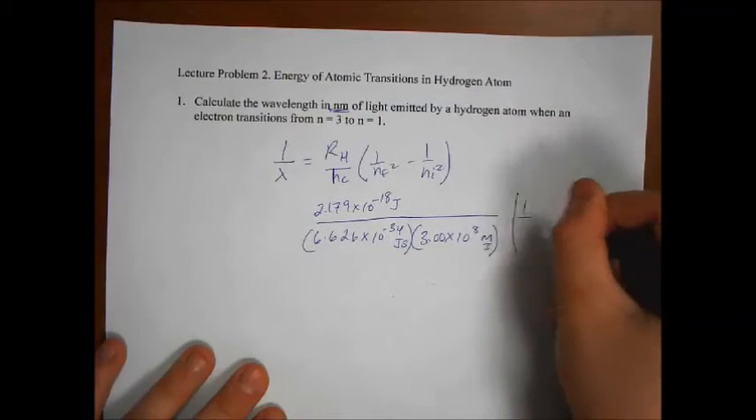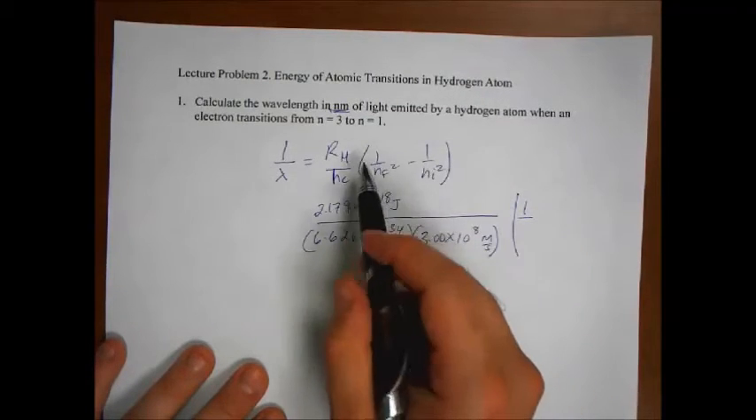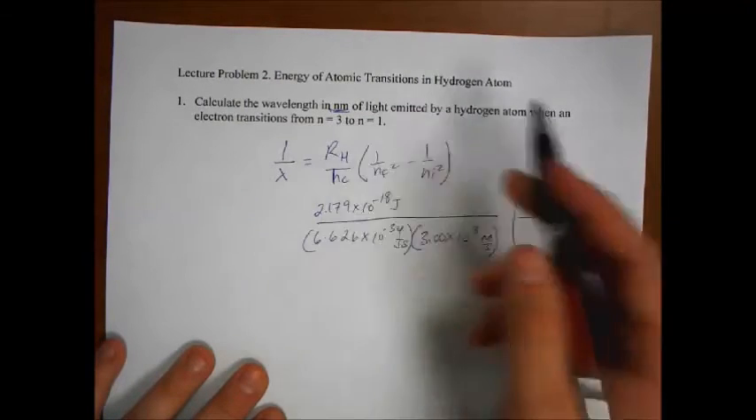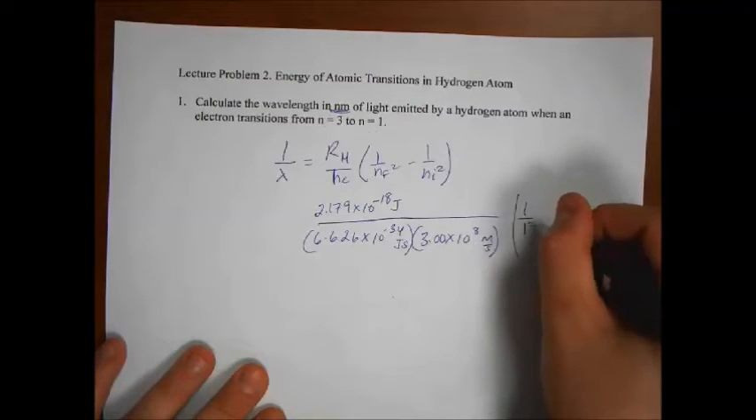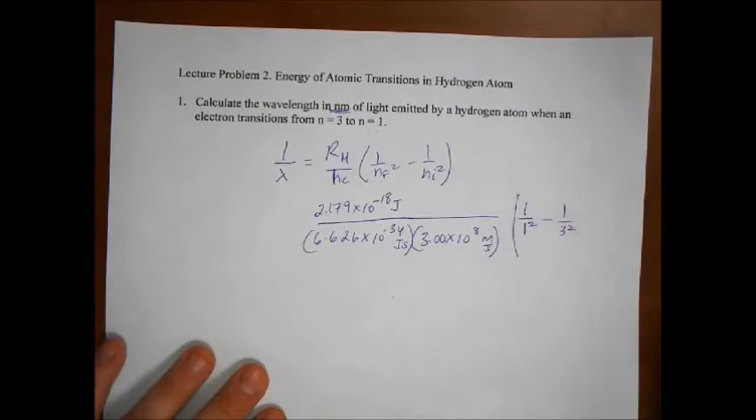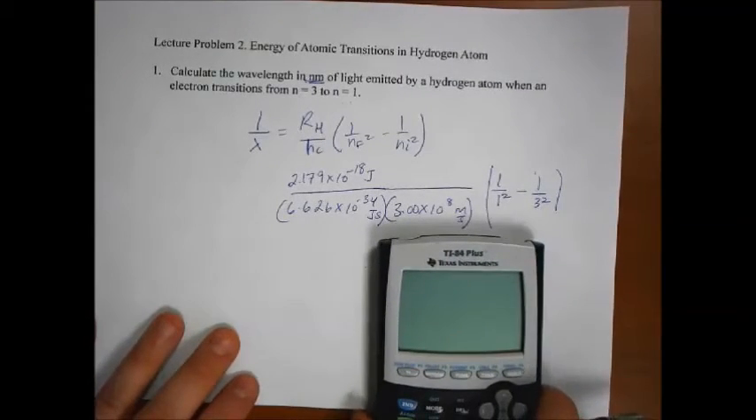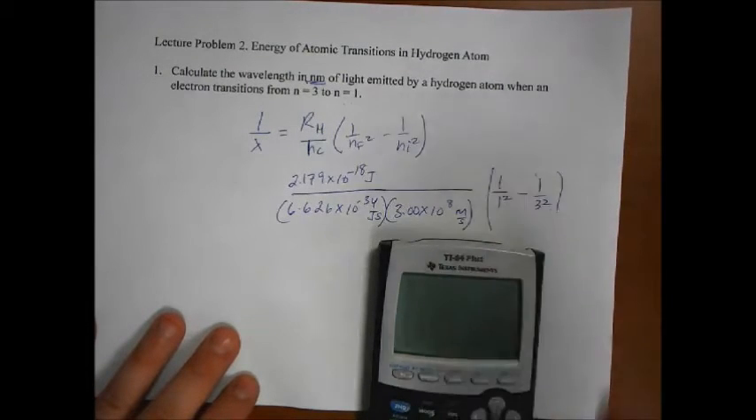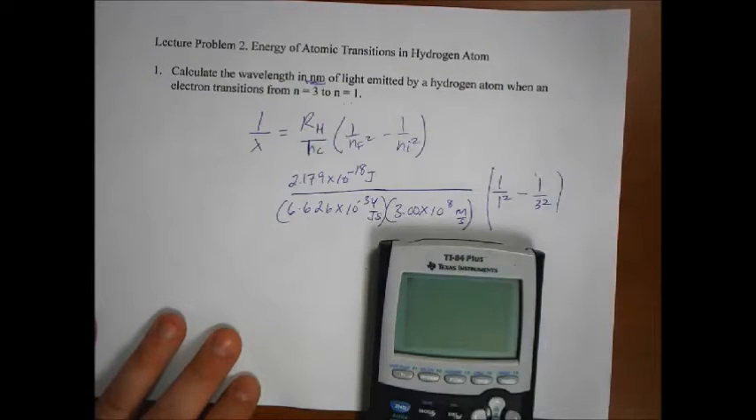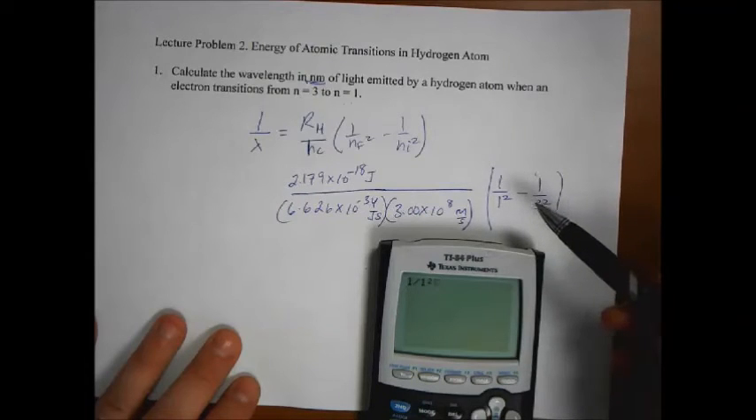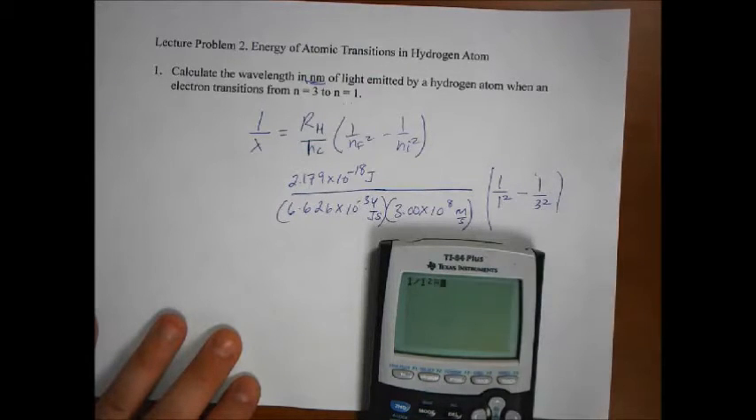And then we can deal with our 1 over n_f squared and 1 over n_i squared. In this case, our final is going to be 1, because it's going from 3 to 1. So that's going to be 1 over 1 squared minus 1 over 3 squared. Now, just to show you how to handle this with the calculator, the first thing I would do is deal with this. So I take 1 over 1 squared. Now, I'm being a little bit pedantic here, but you should be able to see that 1 squared is just going to be 1, but you can plug it into your calculator if you feel like you must. Minus 1 over 3 squared.